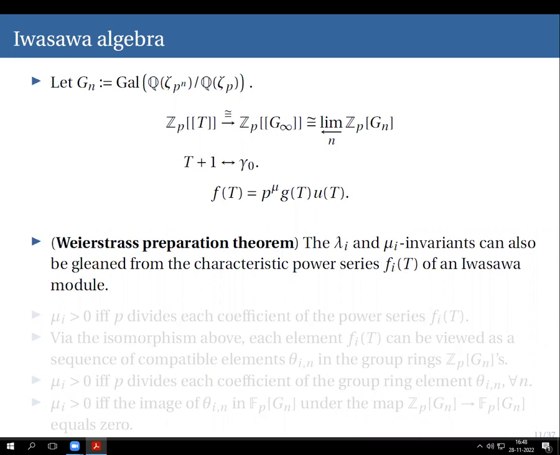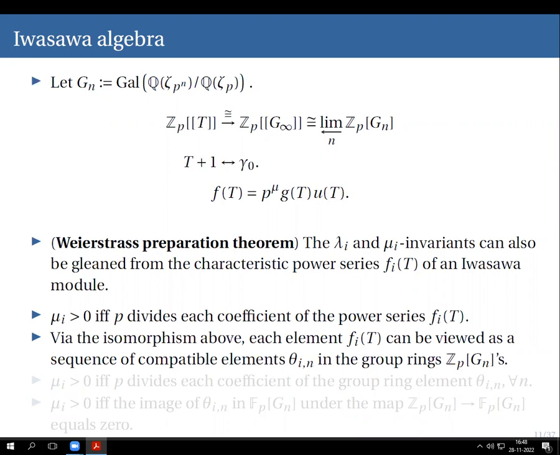Somehow, using commutative algebra, he was able to produce this power series called the characteristic power series. And the question of whether mu was positive or not reduces to showing that this mu is positive or not. Another way of phrasing it is that p should divide every coefficient of this power series. That's equivalent to asking whether mu is positive. But then the observation of Ferrero and Washington was that you can look at this power series here, but you can also look at this power series as some sort of compatible family in this group ring. Again, mu being positive just means that every coefficient is divisible by p.